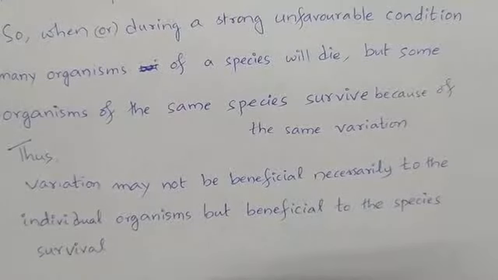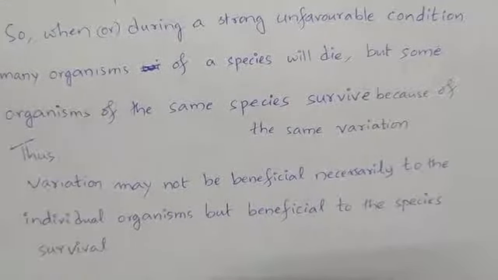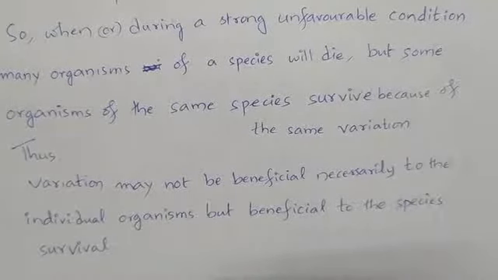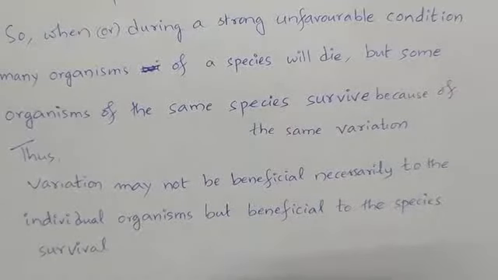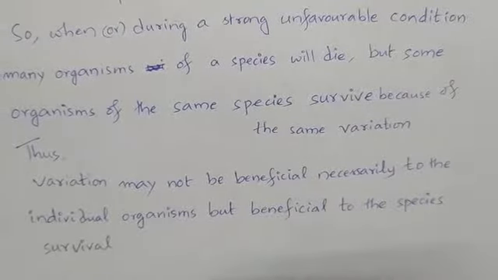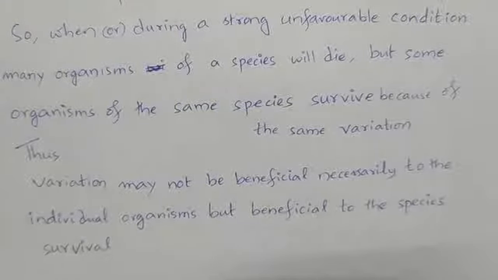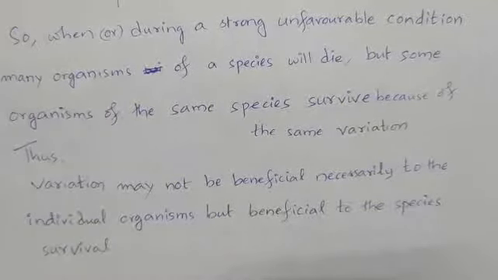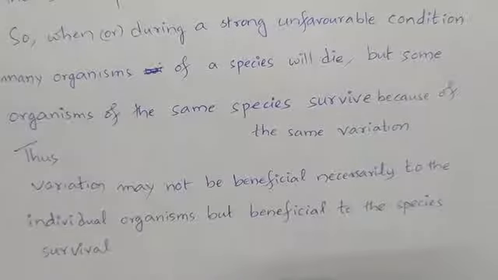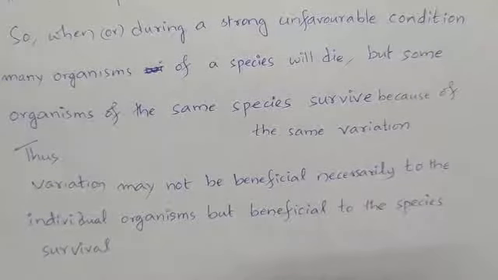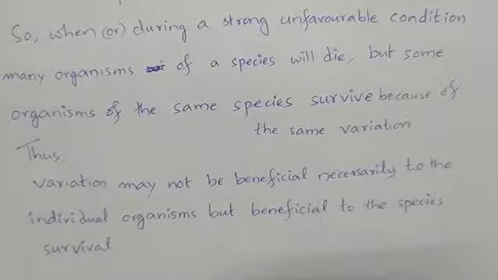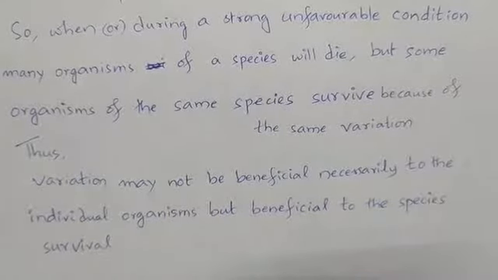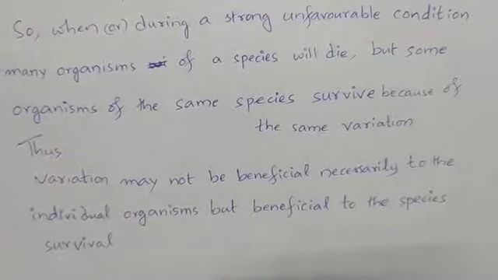Their body designs are similar but not the same. It means minor differences are there. Some with those minor differences could utilize the variation effectively and could survive. Other organisms with other types of minor differences could not utilize the variation, and so in unfavorable conditions could not survive. That is the reason variation may not be beneficial necessarily to the individual organisms, but it is useful for the survival of the species.